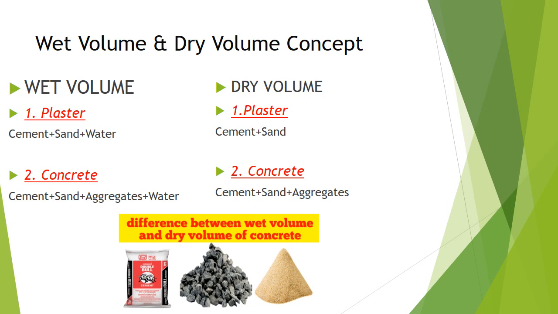Wet volume and dry volume concept. It is used in finding out the quantity of materials. Now take the example of concrete. Fresh concrete is the mixture of cement, sand, aggregates and water. There are no voids, as the spaces in between are filled up by water. When all the water gets dried up, then all the voids are formed.